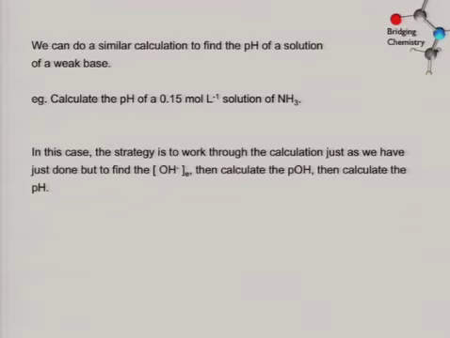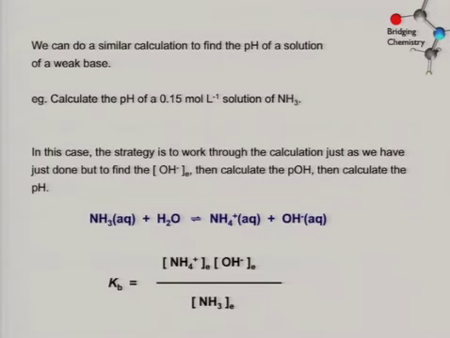And once you've got the pOH, you can use that expression that we saw before, that the pOH plus the pH equals 14, and you can convert the pOH to a pH like that. So that's where you would start. And remember, we would give you the value of the Kb or the pKb as a part of the question.